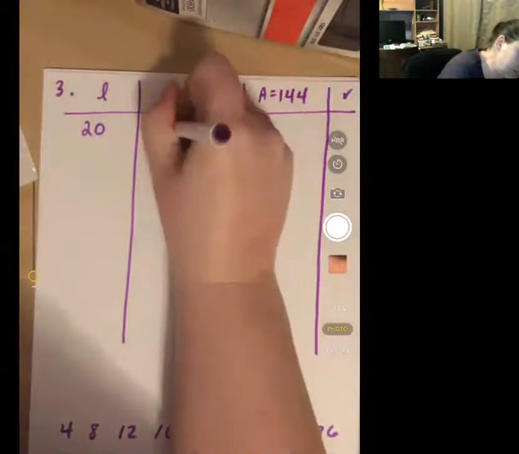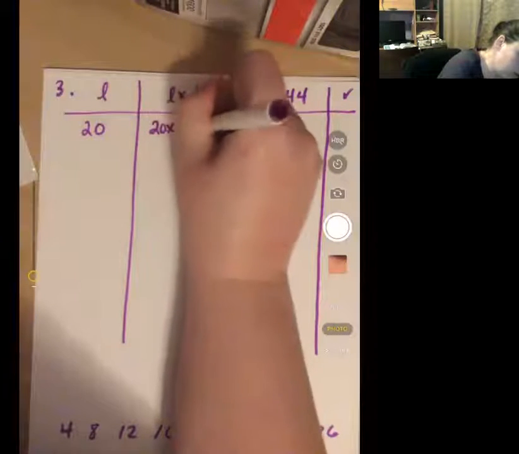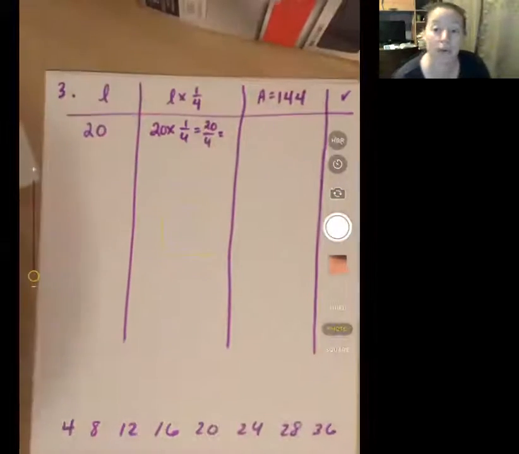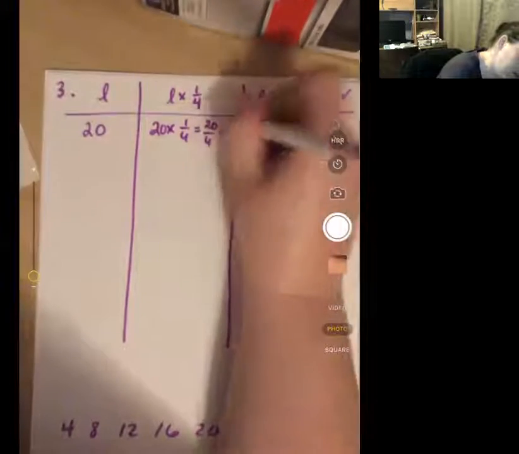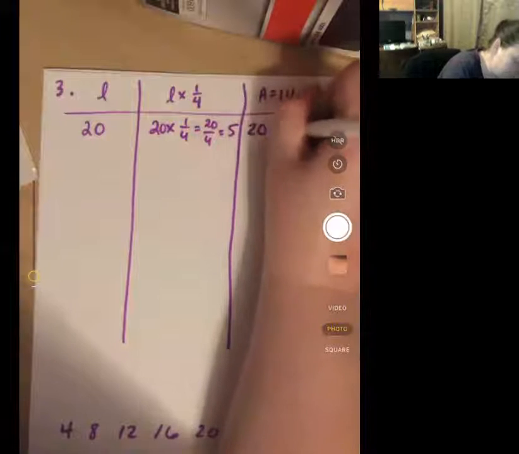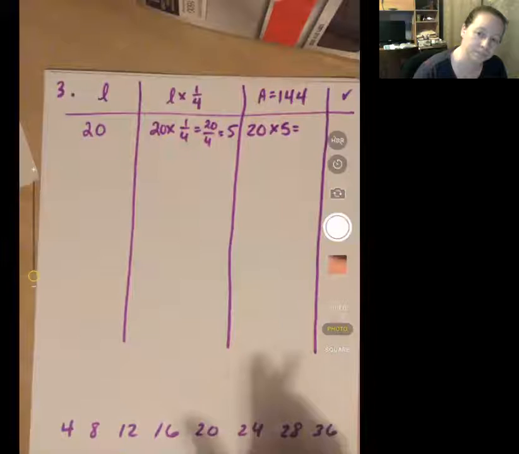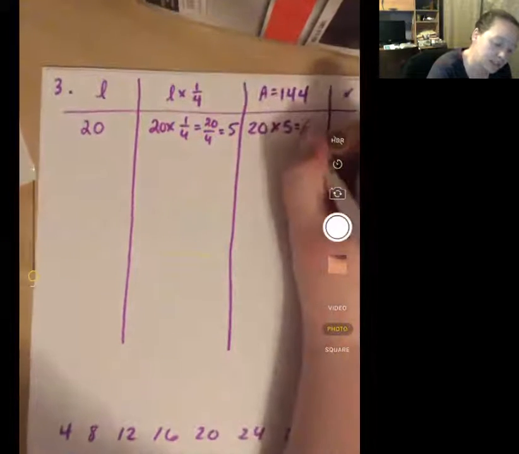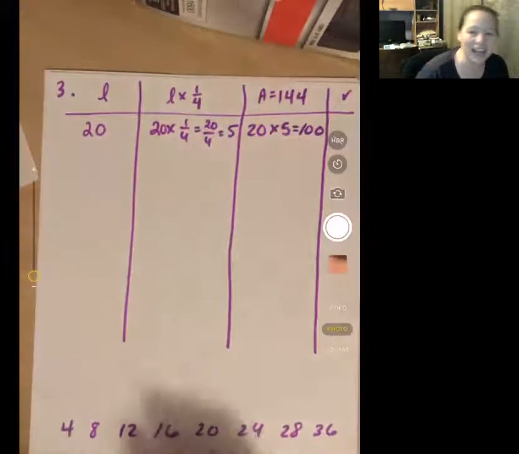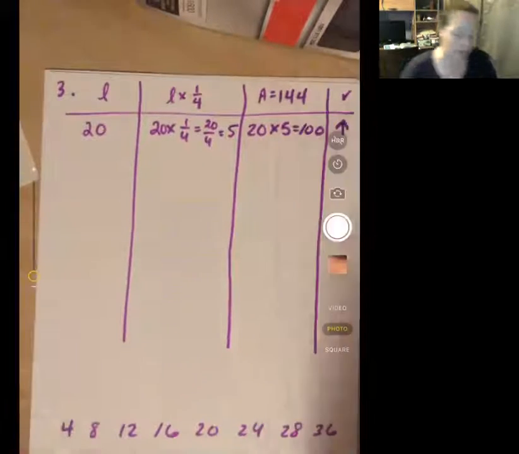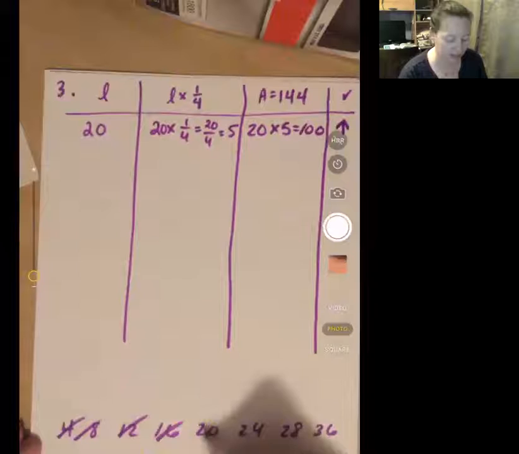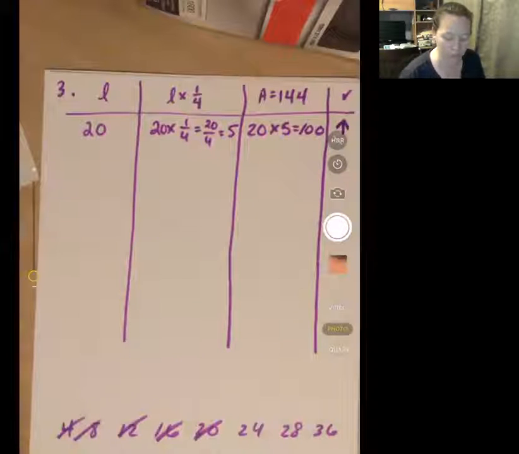So I need 20 times 1/4, which is equal to 20/4, which is equal to 20 divided by 4 is 5. So I then have 20 times 5, which is, 5 times 2 is 10, add on the 0, it is 100. 100 is not 144, so I actually need to go up, so I can get rid of everything that is less than the 20. And I'm left with 24, 28, and 36.